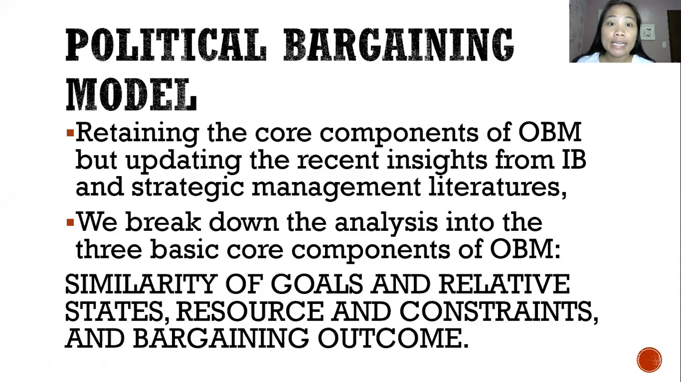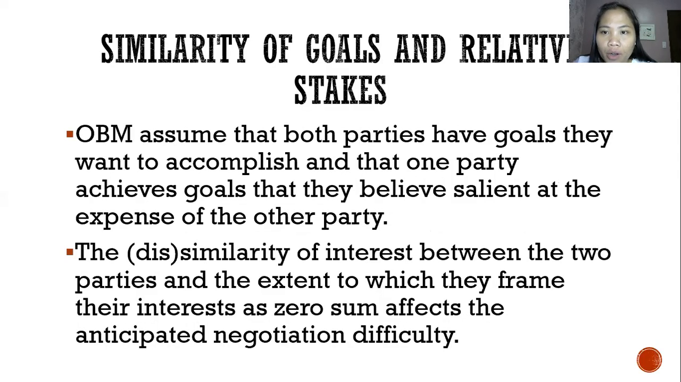Okay, political bargaining model. Let us retain the core components of OBM that we discussed earlier. Earlier, OBM has goals, resource, and constraints. Okay, so in political bargaining model, we break down the analysis into three basic core components of OBM: similarity of goals and relative stakes, resource and constraints, and then lastly is the bargaining outcome. Okay, so first, let us discuss the similarity of goals and relative stakes.